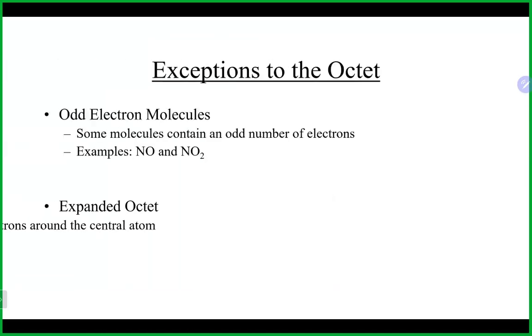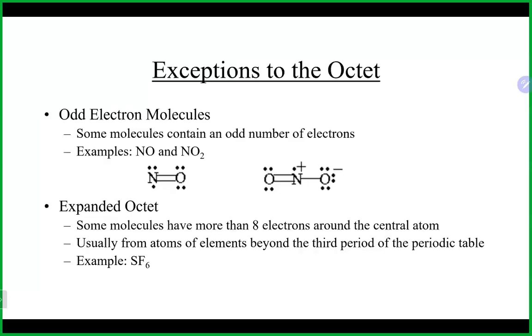Another exception to the octet rule is an odd number of electrons. That is basically when you end up with one unpaired electron. So if you take something like NO and you do all the Lewis structuring that we do, you'll end up with one unpaired electron. Those are sometimes also referred to as free radicals. A lot of that happens up in atmospheric chemistry with chlorine. It makes them usually fairly reactive because it has one electron. It doesn't really like that, so it wants to fix that situation. So they're usually very, very reactive.